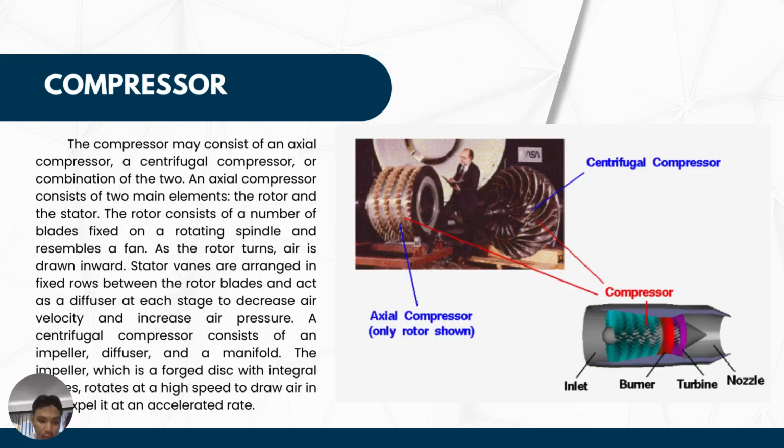And next, the compressor. The compressor may consist of an axial compressor, a centrifugal compressor, or a combination of the two. An axial compressor consists of two main elements, the rotor and the stator. The rotor consists of a number of blades fixed on a rotating spindle and resembles a fan. As the rotor turns, air is drawn inward, while a centrifugal compressor consists of an impeller, diffuser, and a manifold.